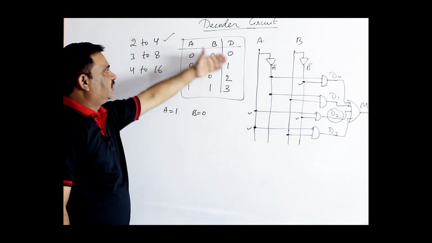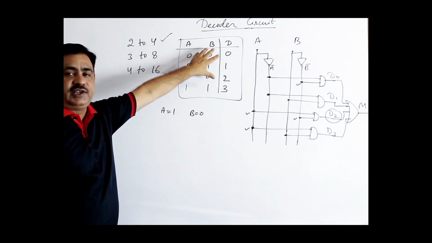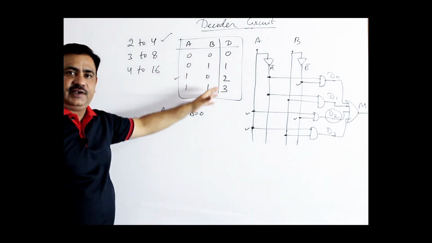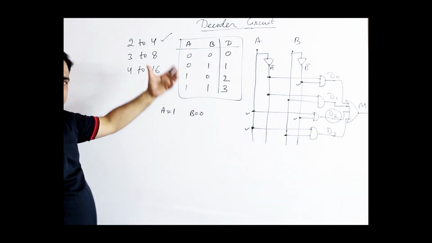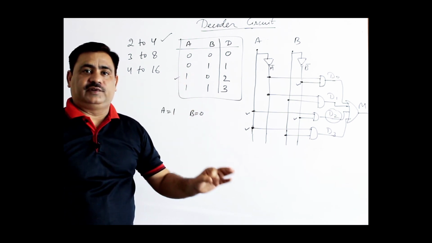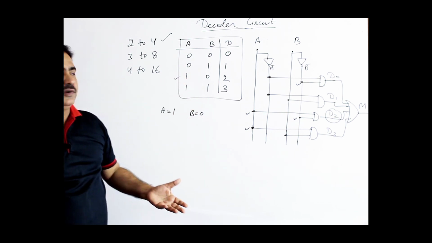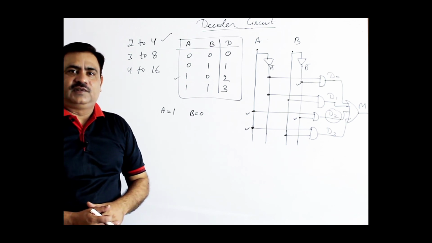So this is about the 2 to 4 decoder circuit. In the same way you can draw 3 to 8. 3 to 8 means there are 3 inputs A, B, C, and there can be 8 possible outputs. Same way 4 to 16: if there are 4 possible inputs, then there will be 16 outputs. So this is about the decoder circuit. That's all.